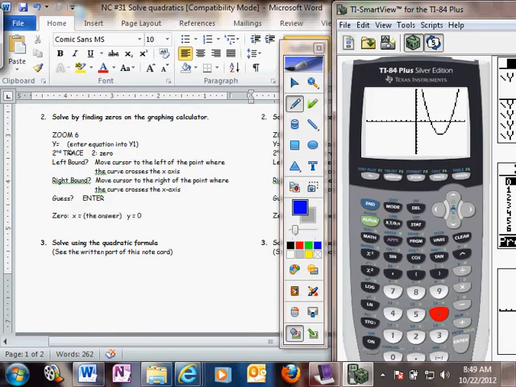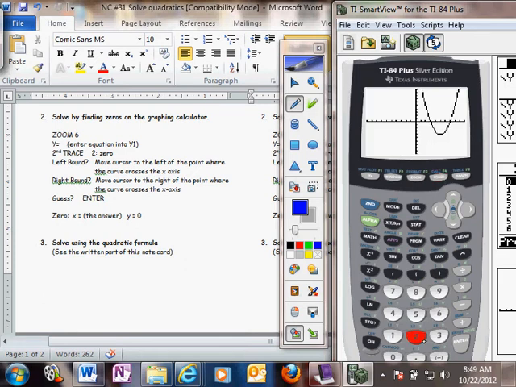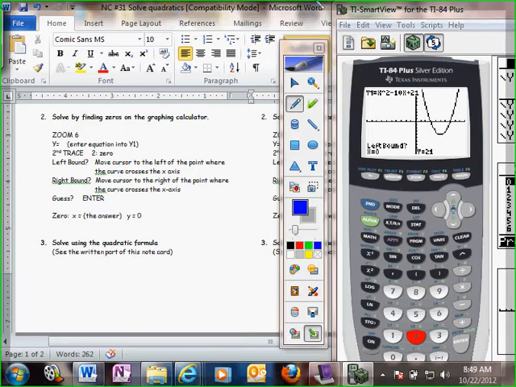Then you do second trace, and then 0, which is number 2. And 0 is another word for roots or solutions, so you hit number 2 there for zeros. And sometimes people get confused with this, so I'm going to spend a minute and make sure we are very clear on what's going on here. It's going to ask us for the left bound and right bound.